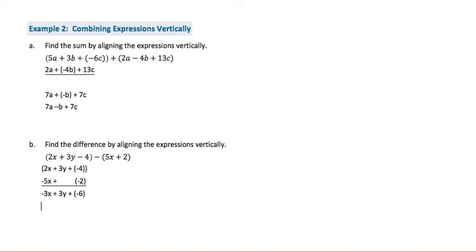Just so we can see, I'll rewrite this as -3x plus 3y. Remember, you cannot combine these two terms because x and y don't stand for the same thing. And then instead of writing plus -6, we could write -6.